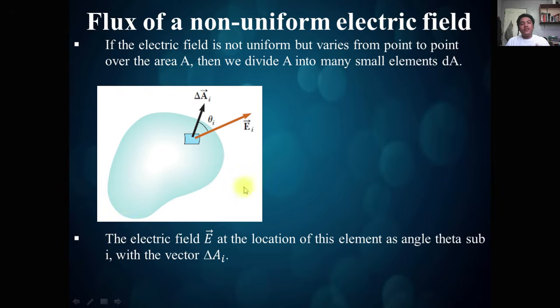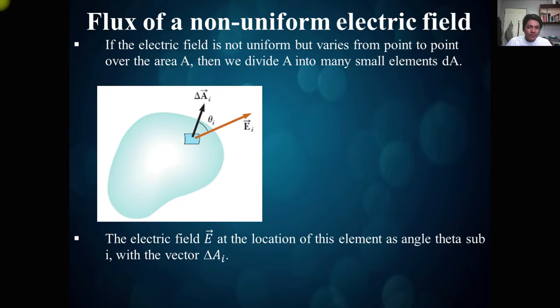Since this is a 3D surface, the electric field taken here, with its normal vector, is not the same as the electric field vector here. Why? Because the normal vector here is not the same as here, and it's also not the same as here, not the same as here. So we have different flux. So, what are we going to do?